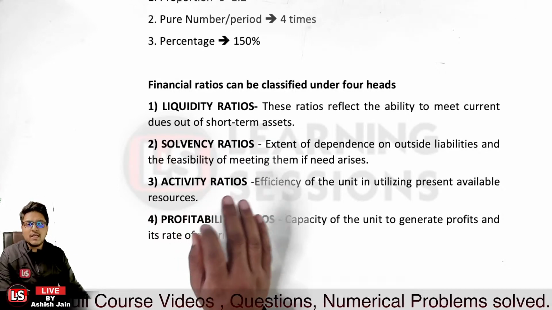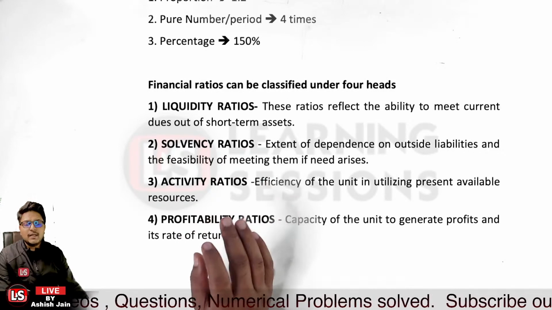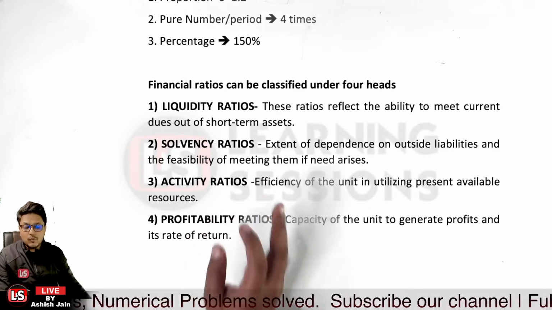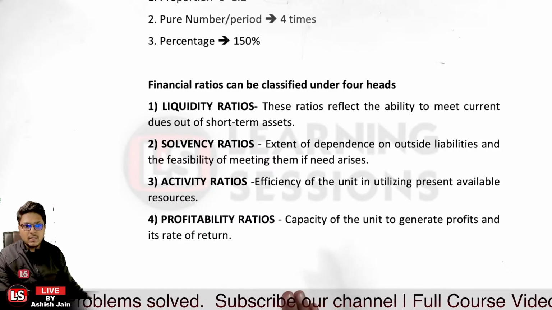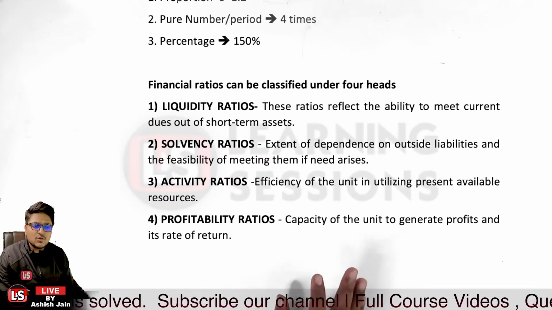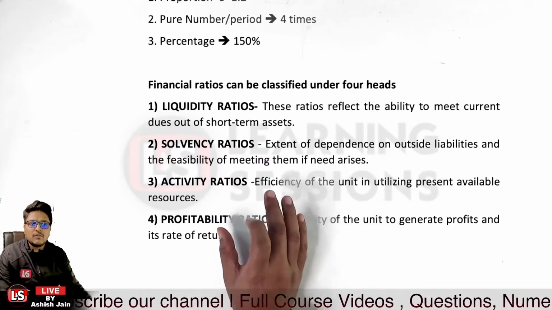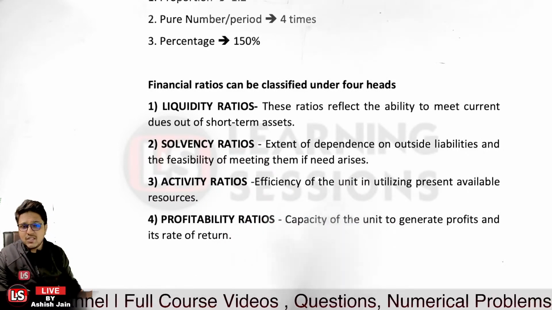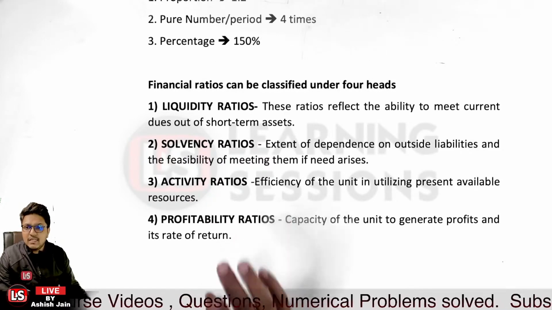Second one is the solvency ratio. It basically gives us a picture of the extent to which the firm is dependent on outside liabilities, and the feasibility of meeting any obligation that arises in the near future. Can we meet that obligation or not? That is basically related to the solvency ratio.